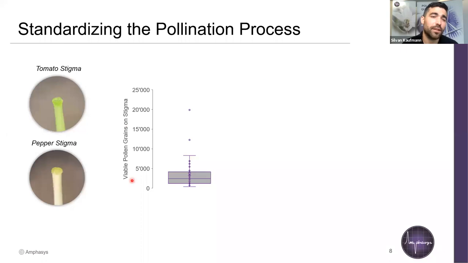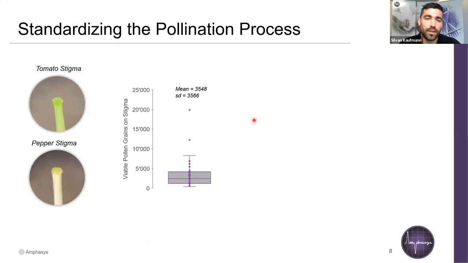And I plotted here the number of viable pollen grains found on individual stigmas. So all these data points are individual stigmas. What you can see is that the general viable pollen load on such a stigma is relatively high. We had an average of several thousand, 3,500 viable pollen grains on a stigma. Putting that into perspective, I think a tomato fruit usually contains some 25 to 250 seeds.